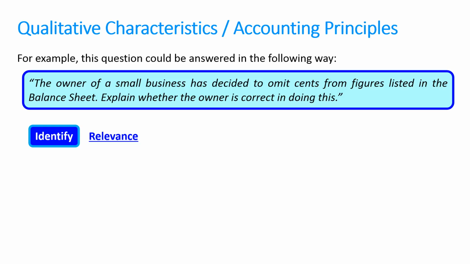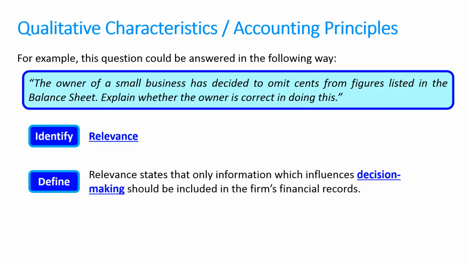So the first thing we're going to do is identify a theory that helps us answer this question. So I'm going to choose relevance. I'm then going to define it to show the examiner that I know what that means. Relevance states that only information which influences decision making should be included in the firm's financial records. But if this is 2 marks, I'm not going to get 2 marks now because I haven't really said anything about the actual question. This is about when can you leave cents out of the balance sheet. So I'm going to go and relate this theory to this particular question.